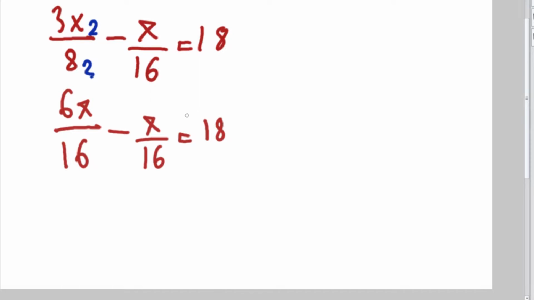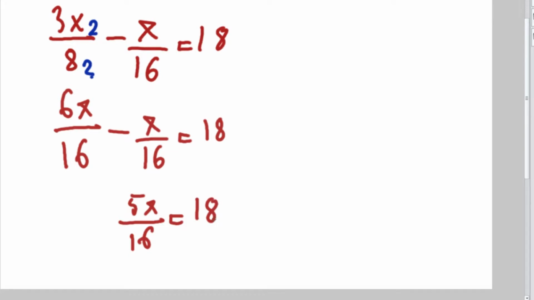And now we can combine them to get 5x over 16. But just like in the last one, it was 6x minus 1x. Same thing here, 6x minus 1x. Equals 18.